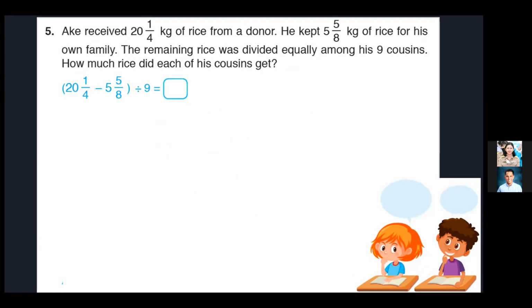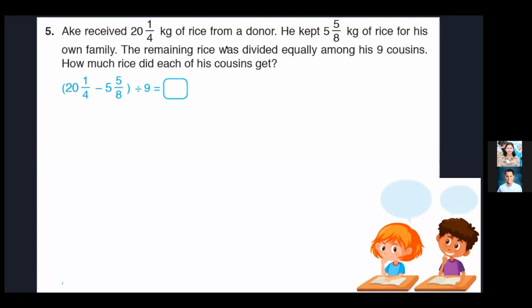Ake received 20 and 1/4 kilograms of rice from a donor. He kept 5 and 5/8 kilograms of rice for his own family. The remaining rice was divided equally among his 9 cousins. How much rice did each of his cousins get? So the number sentence is inside the brackets, minus first: 20 and 1/4 minus 5 and 5/8. After you subtract, divided by 9. So it will be like this.